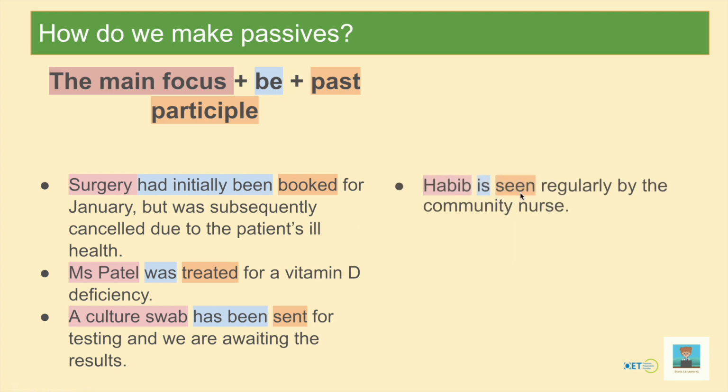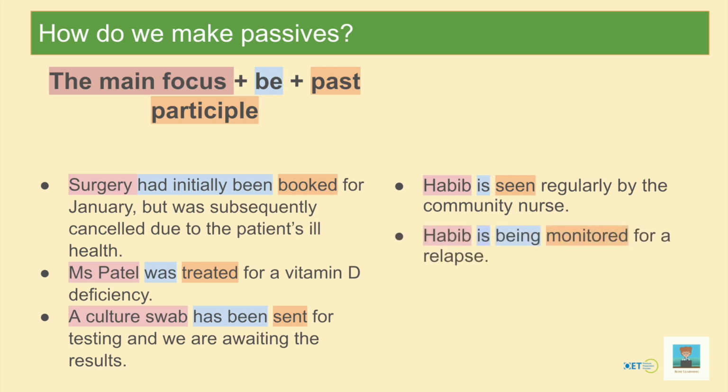Habib is seen regularly by the community nurse. This is something that always happens. It's a fact, so we use the present simple passive. Now, this is what Anish actually asked me, how can we use it? And to be honest, we don't use it that often because it's not often that something happens regularly in a passive sense. But this is an example of how we would use it if we did.